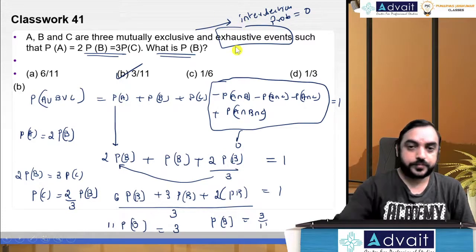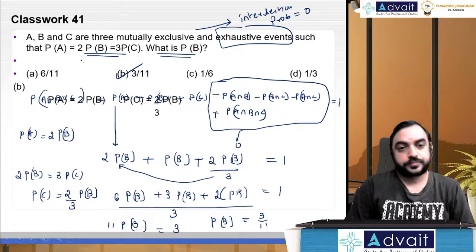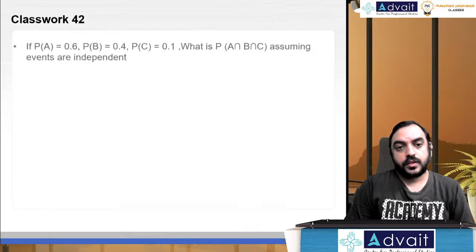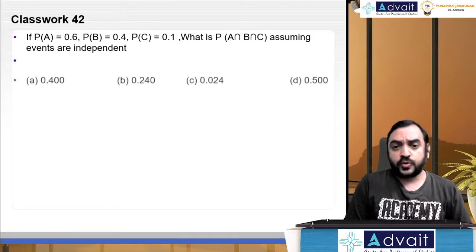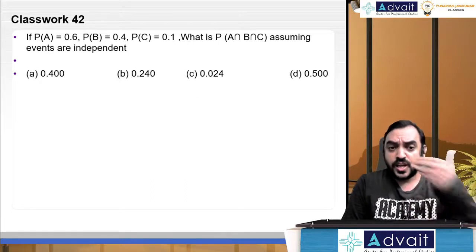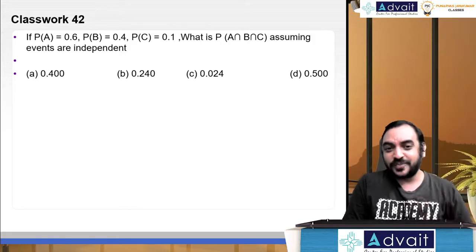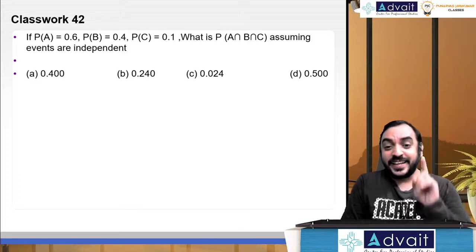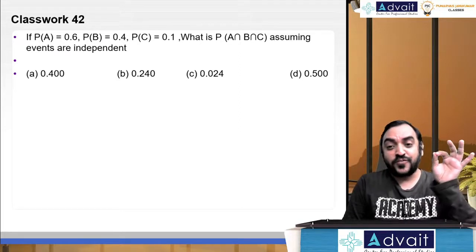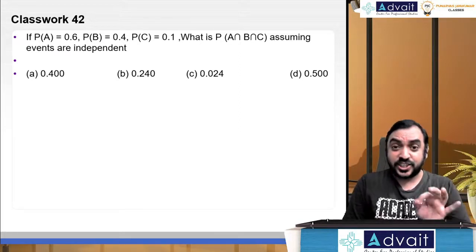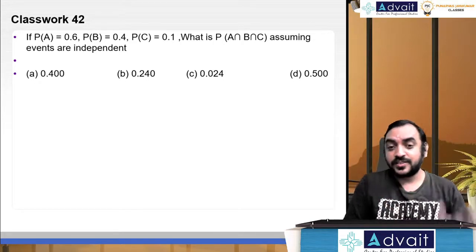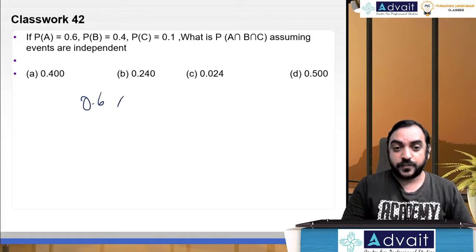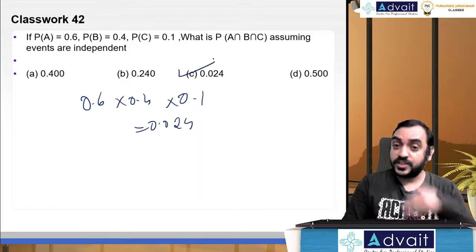Okay, next. If probability of A is 0.6, probability of B is 0.4, probability of C is 0.1, what is probability of A intersection B intersection C? Assuming events are independent. Can you tell me? Very easy one. Independent events, and you have to calculate intersection. Intersection of independent events can be calculated by multiplication, product. So 0.6 into 0.4 into 0.1. 0.024, that's the answer.